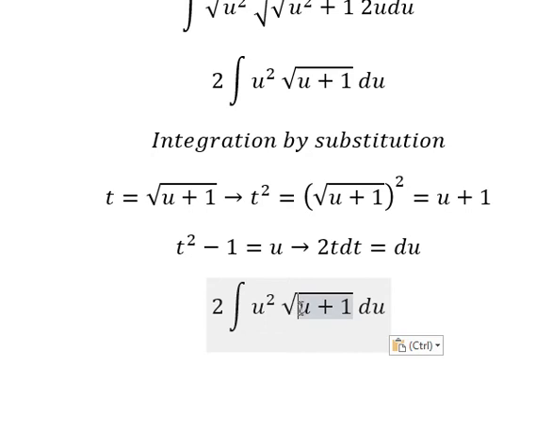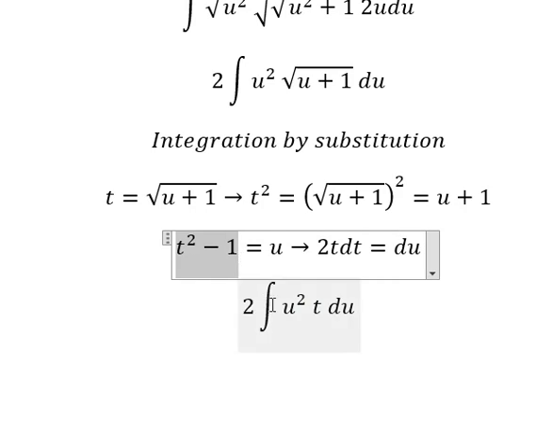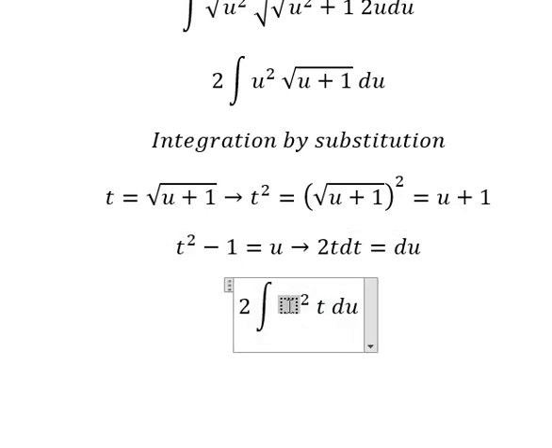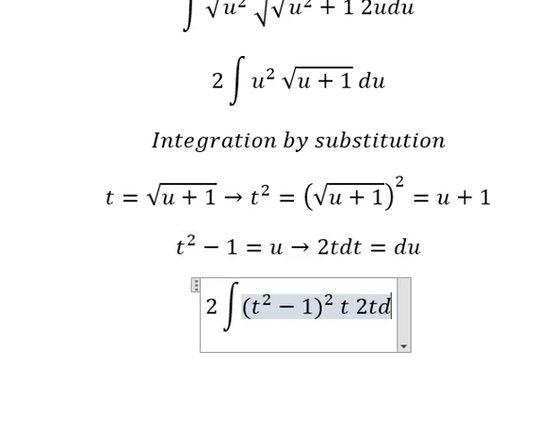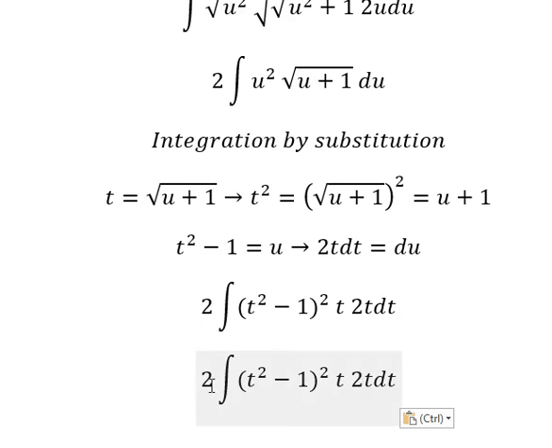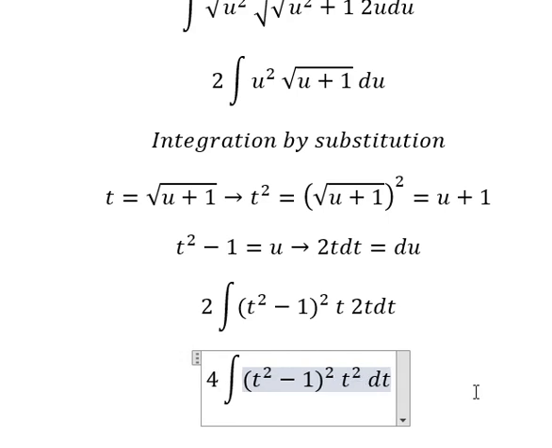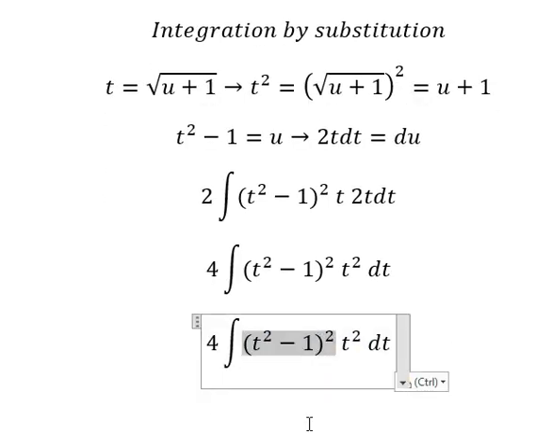The square root we change by t. U we change by t squared minus 1. Du we change by 2t dt. Number 2, you get number 4. T and t, you get t squared. Now we need to expand this one.